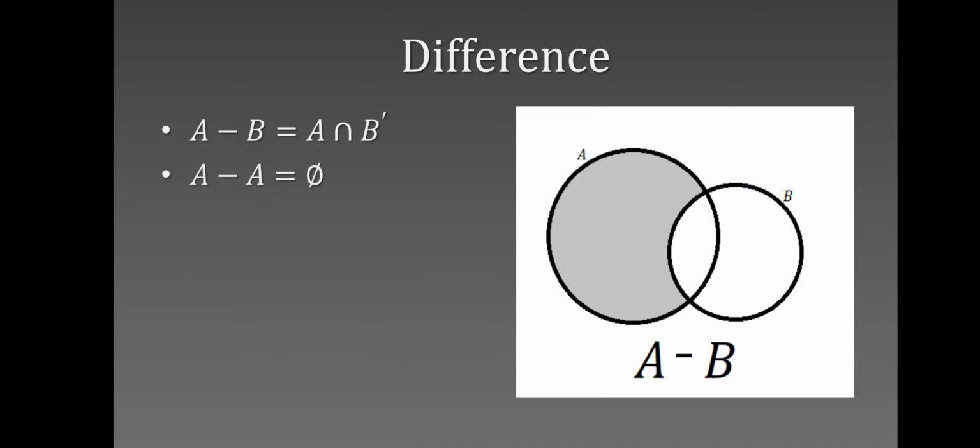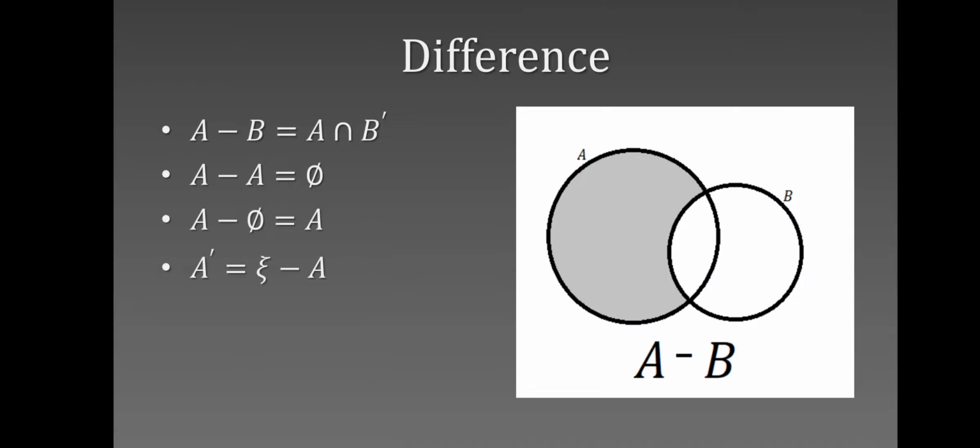Next, A minus A is equal to phi. Obviously if you are subtracting a set from itself, you are left with nothing actually. So it is pretty obvious. A minus phi is equal to A. If you are subtracting nothing from a set, you are left with the set.